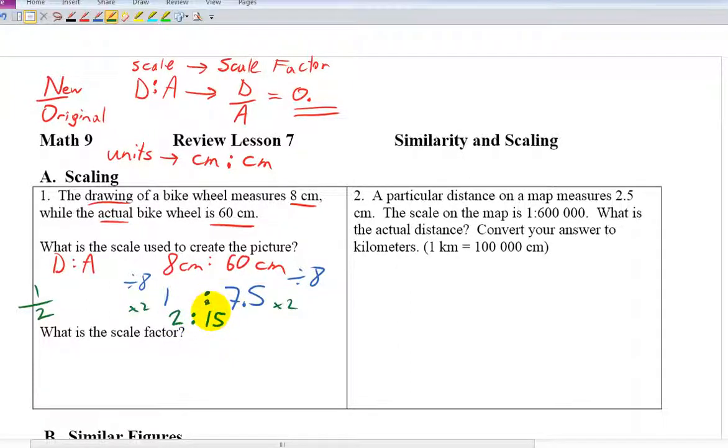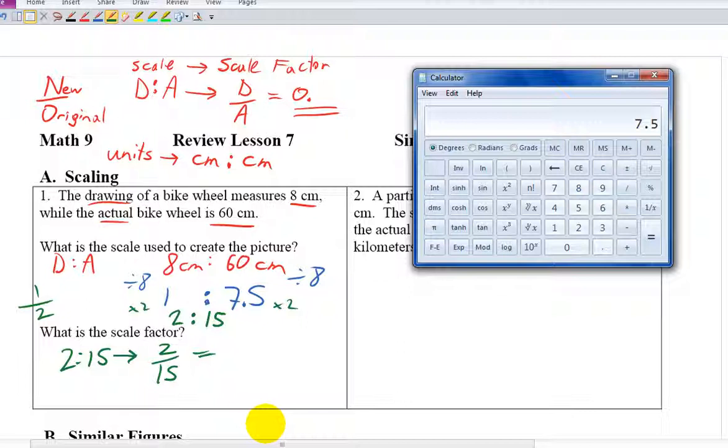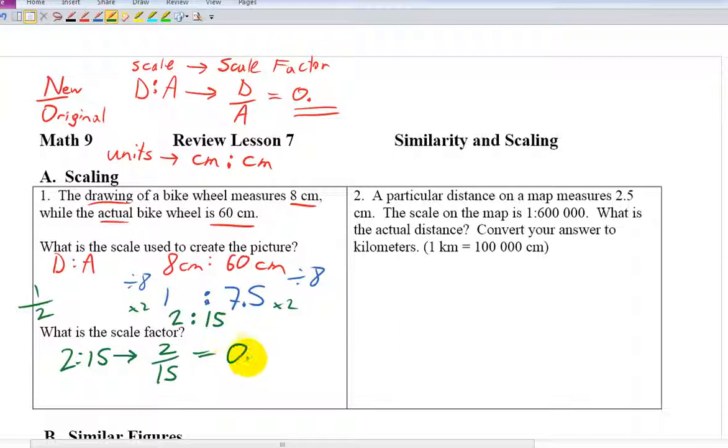Okay? We would give you one of those, but not both. We wouldn't have them both because both technically could be correct. All right? Well, they are the same. Any questions? Okay. What is the scale factor? So we take 2 to 15. We turn it into a fraction, 2 over 15. Go to your calculator and turn it into a decimal. 0.13 repeating. Again, we would give you either the fraction or the decimal, but we wouldn't have both as a possible answer because they're both the same value. Any questions there?